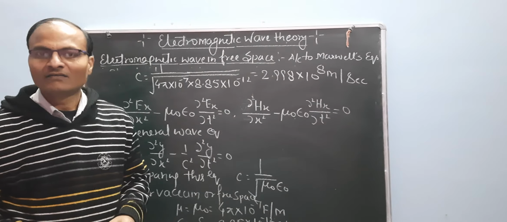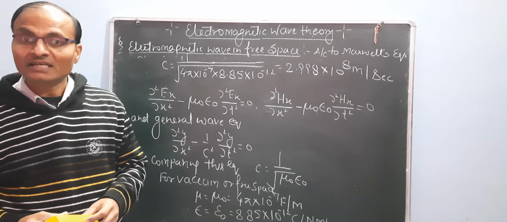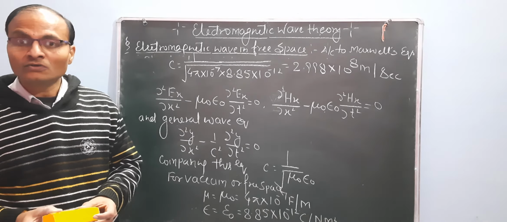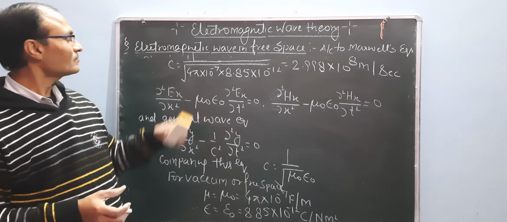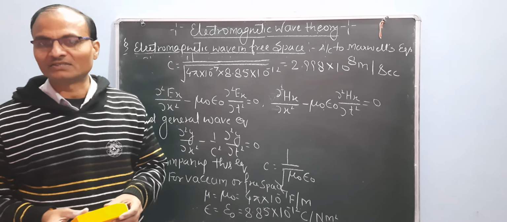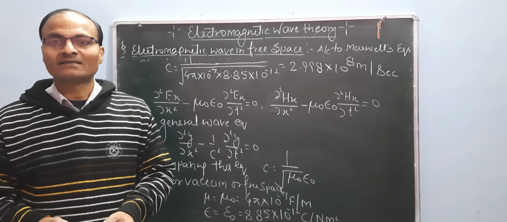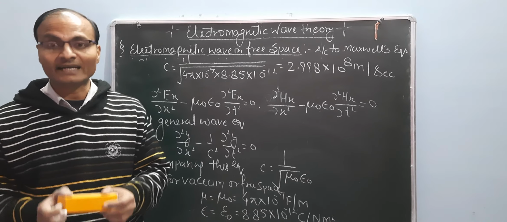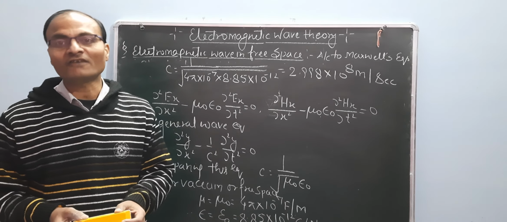So we can say the electromagnetic wave moves in free space with the velocity of light. So this is the expression for an electromagnetic wave in free space. I hope you understand this expression, and that an electromagnetic wave in free space travels with the velocity of light.